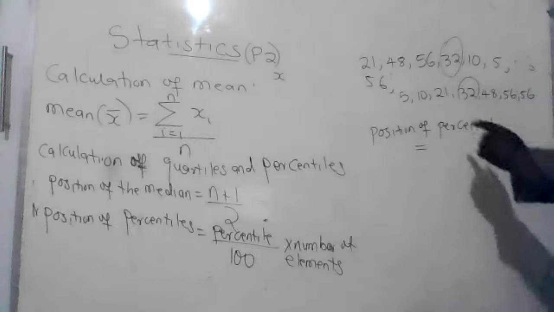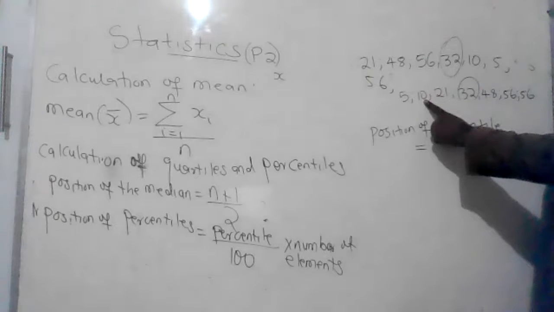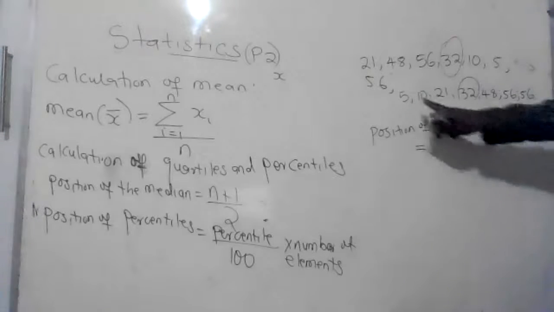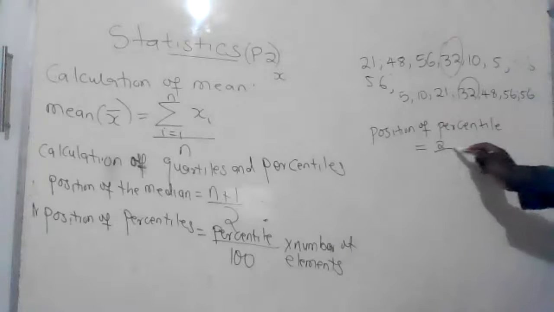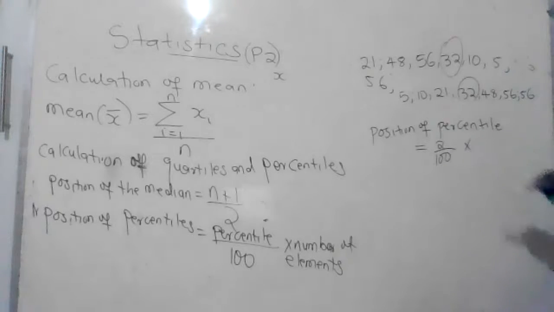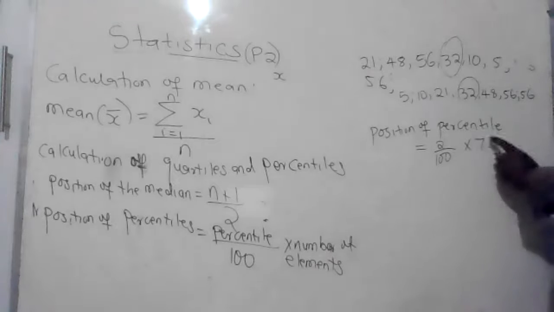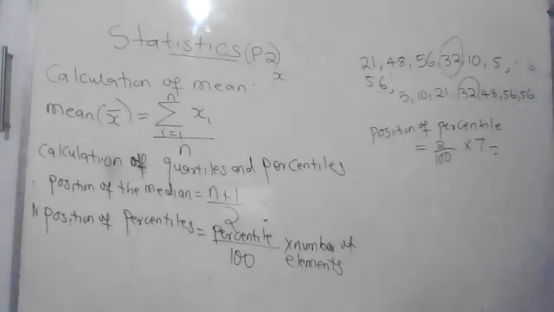In this case, we're going to identify the position of the data for Q1, which I believe you still remember was at position 2, right? So it's 1, 2. Therefore, that 2 is our percentile that we have to substitute here. So it will be 2 divided by 100, and then we multiply by the number of elements in this data set, which I believe you can agree with me is 7. Therefore, 2 divided by 100 times 7 will give us a percentage on position number 2 of this data.